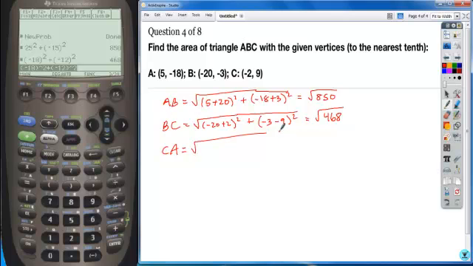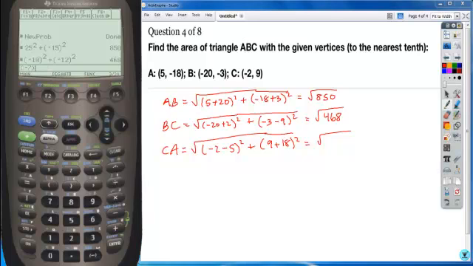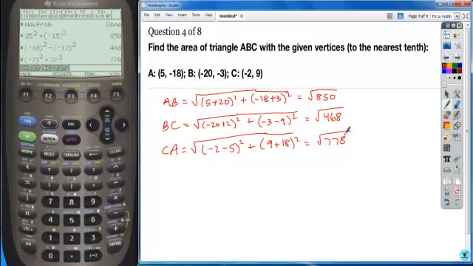And then finally for CA, we take the difference of their coordinates, negative 2 minus 5 squared plus 9 minus a negative 18 squared. And so when we simplify that, we get negative 7 squared plus, here we get 27 squared. We get 778.